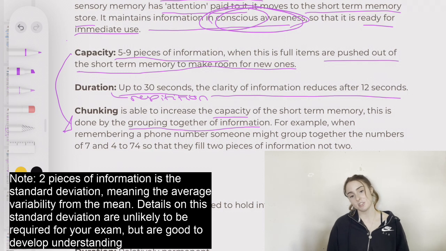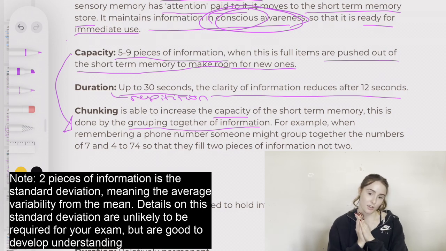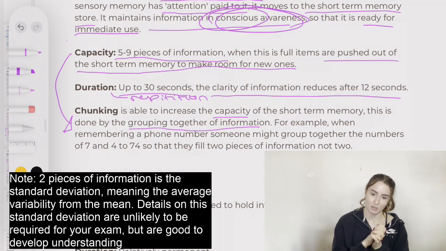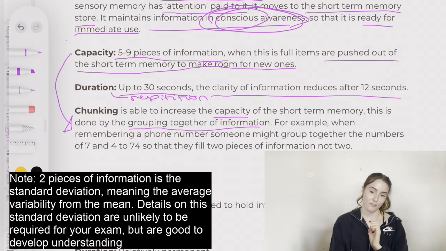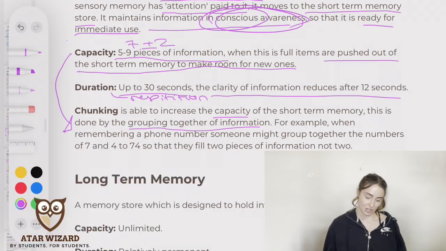So this plus or minus 2 refers to the standard deviation. So one standard deviation from the middle. So one standard deviation is 2. That's why it's written as 7 plus or minus 2, because for everyone it's slightly different. We just know that one standard deviation is going to be 2 pieces of information. So rather than 5 to 9, you might see 7 plus or minus 2 pieces of information.